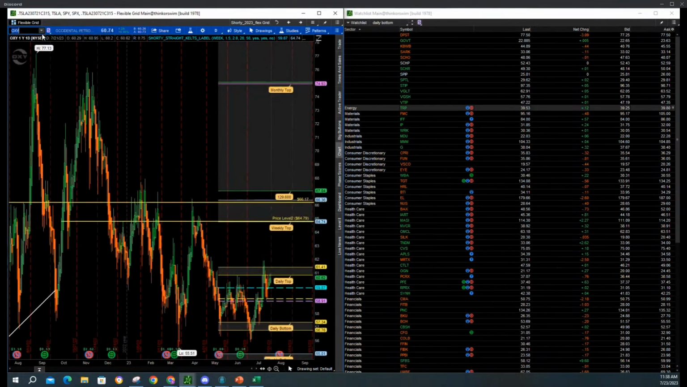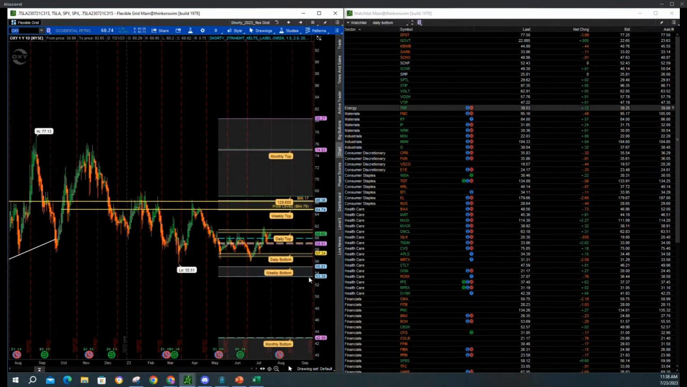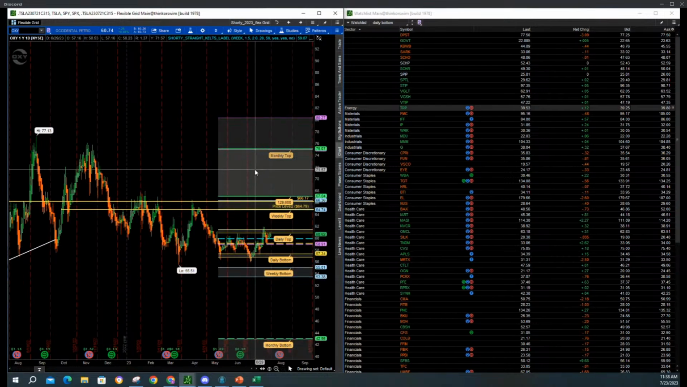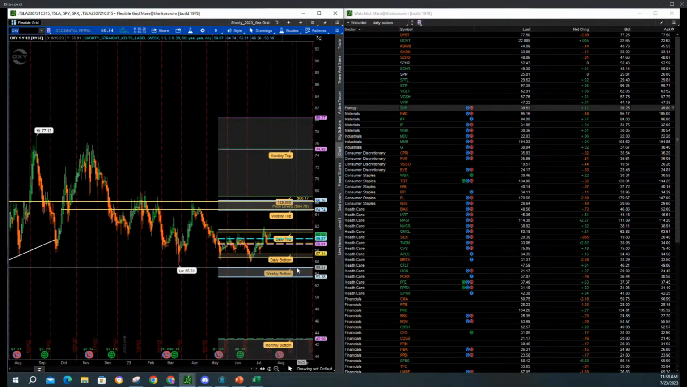Another one I'm watching here, I know it's not on the list here, but is Oxy. I'm still not interested in adding this. I think 55 was good. That's where they bounced from last time. It's not bad, but if they break 55, then you see the 42 is really, really solid play.